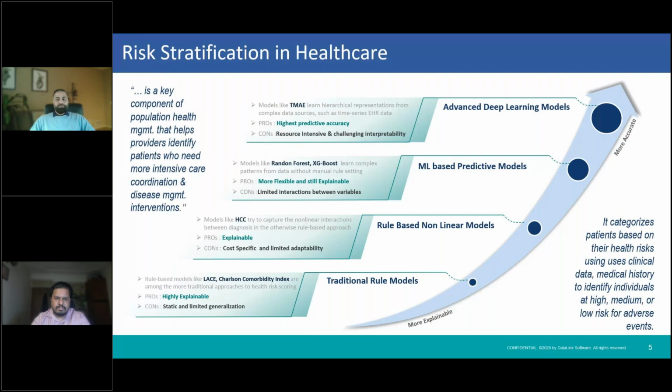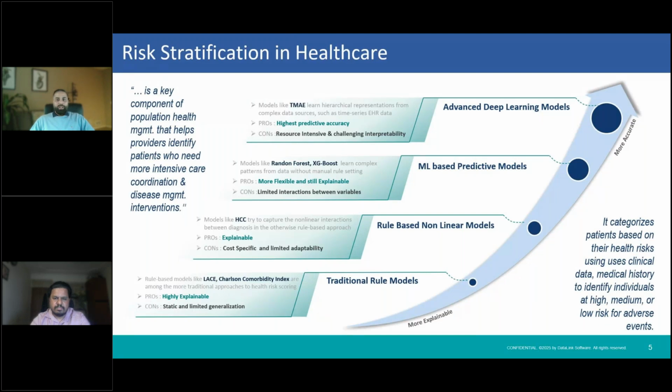For example, risk of readmission, which is a LACE, or a survival with comorbidities, which is Charlson's comorbidity index. Now, the risk stratification using rule-based models is highly explainable. They provide a basic scoring mechanism to manage population separation into different risk buckets, and that's the best part about those rule-based models.